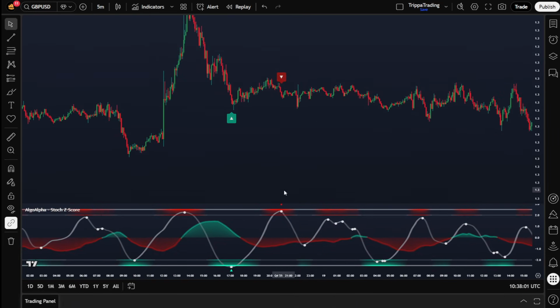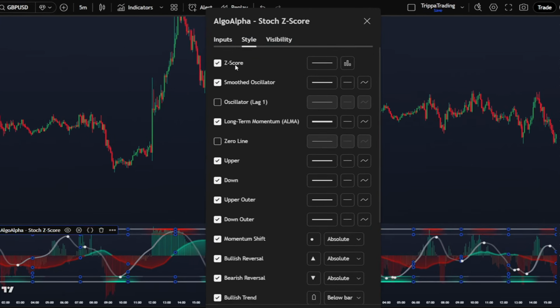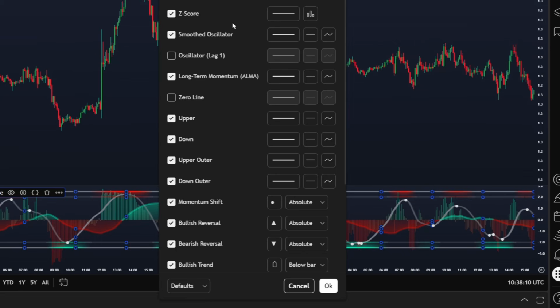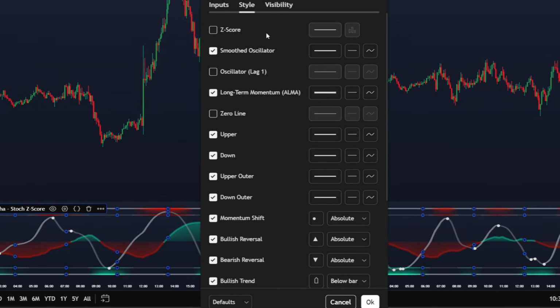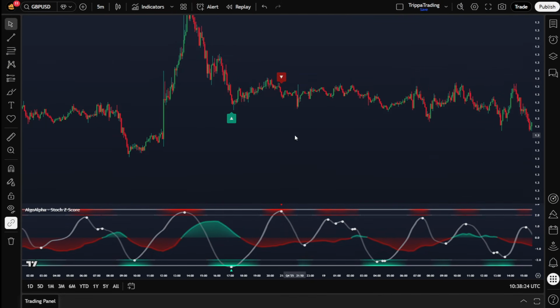You can also enable or disable the Z-Score histogram, which shows the raw strength of the move under the main line. Keeping it on gives more insight. Turning it off keeps the chart clean. Finally, the long-term ALMA momentum filter helps confirm direction by filtering out reversal signals that go against the broader momentum. Together, these settings help define true extremes while reducing false signals.